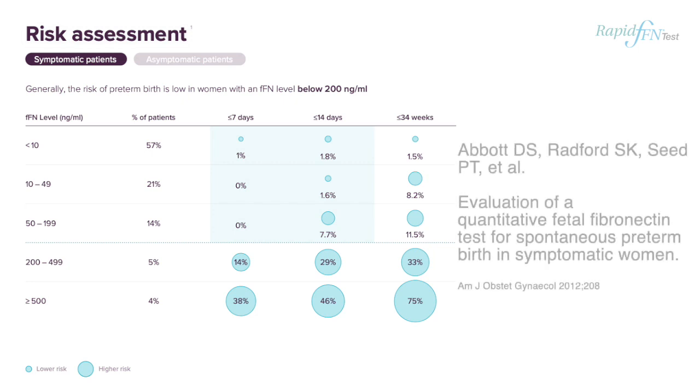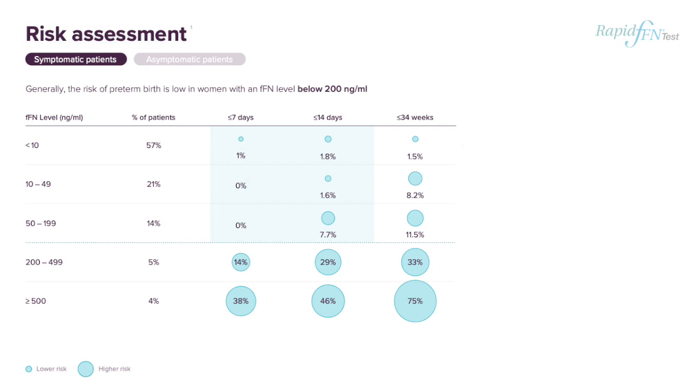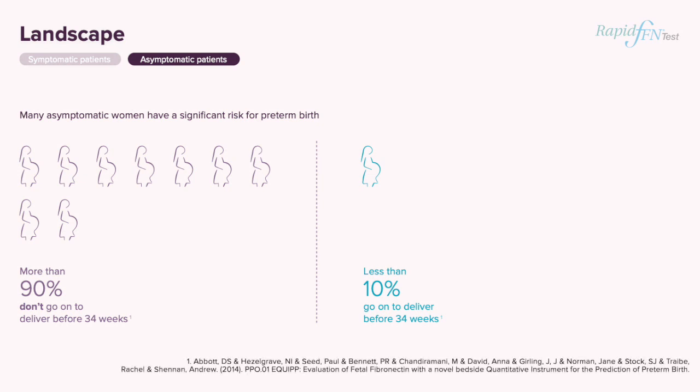Using data from the following study, you can see the stratification of preterm birth risk by fetal fibronectin concentration at under and equal to 7 days, under and equal to 14 days, and under 34 weeks. You may notice that the risk of delivery in under or equal to 7 days at 49 nanograms per milliliter is as low as it is at 199 nanograms per milliliter. These quantifications allow you to be much more specific about the pathway for each individual patient, not just imminently, but later in her pregnancy.